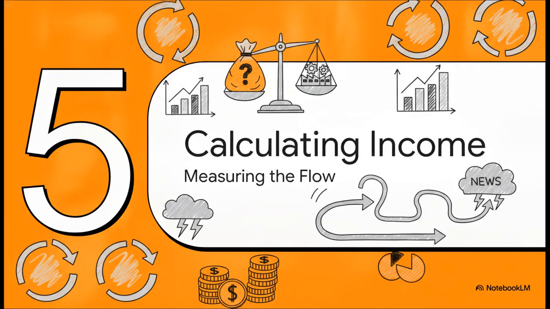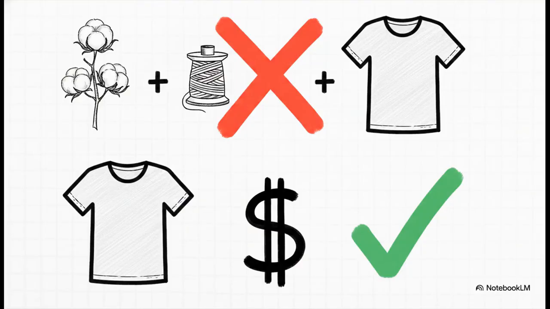Which brings us to the whole shebang, part 5, calculating our national income. Let's translate that circular flow into the actual numbers you hear about on the news. So, how do we actually measure all this buzzing activity? I mean, we can't exactly add tons of wheat to a bunch of cars and yards of cloth. It doesn't work. So, we use money as our universal measuring rod.